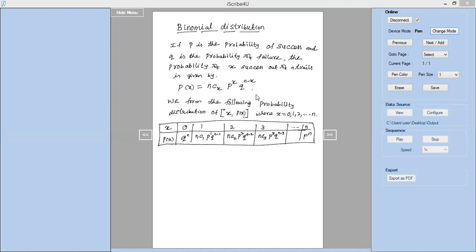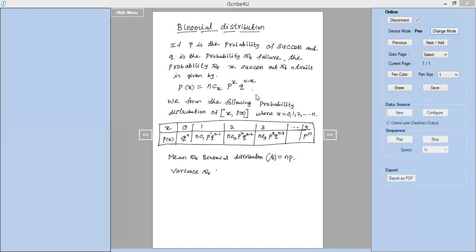Right. Here, what is the mean of binomial distribution? It's very important, but we will not derive it. Mean of binomial distribution is mu equal to np. Next one should be the variance of binomial distribution.